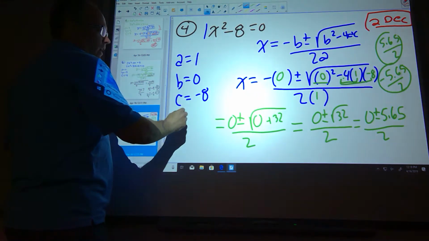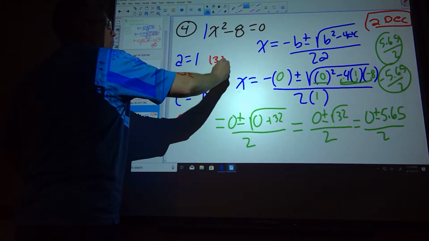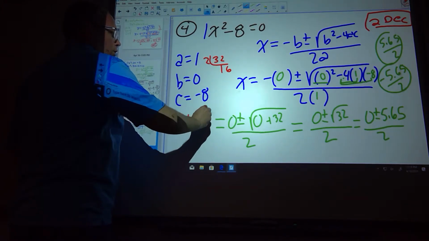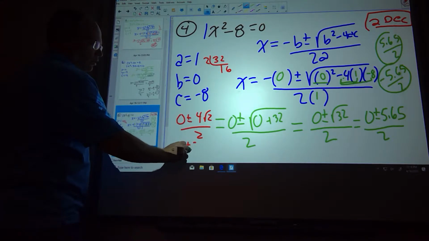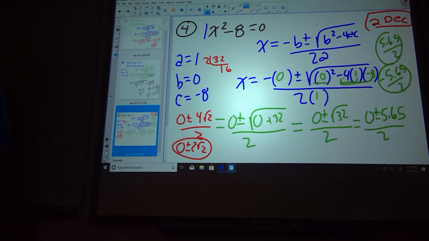If I did a simplified radical, I could break down root 32 into 2 and 16. So I'm going to get 4 root 2 over 2. And so that would give me an answer of 0 plus or minus 2 root 2. That's approximately the same as 5.65 over 2, negative 5.65 over 2.